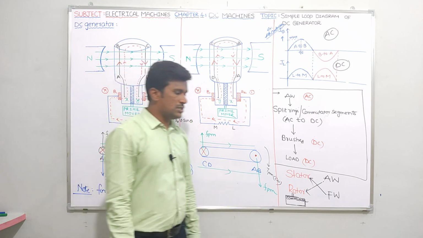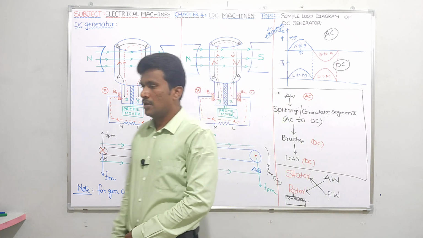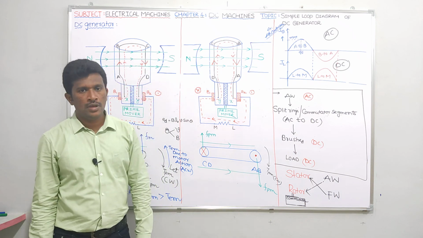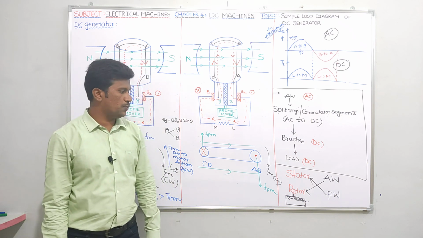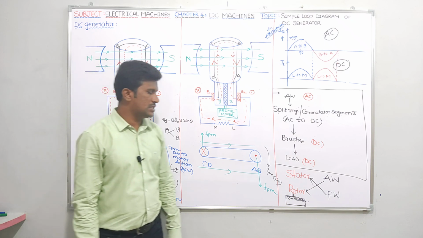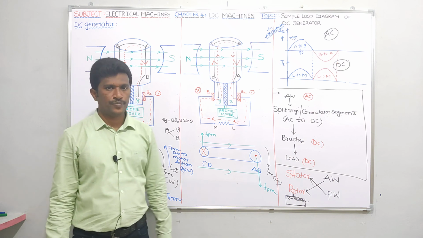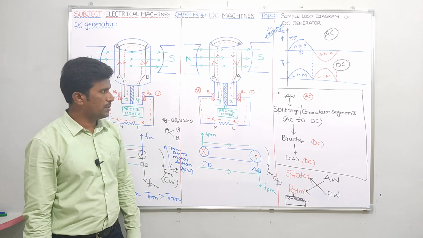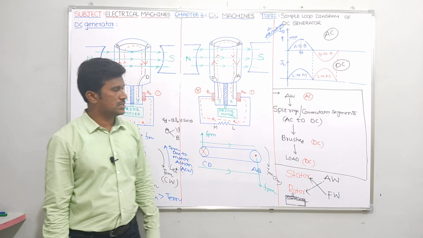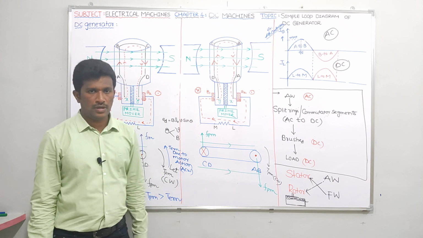In DC machines, always armature winding should be placed on the rotor, and field winding should be placed on the stator. Otherwise, commutation action will fail.